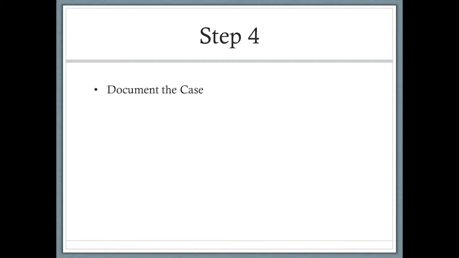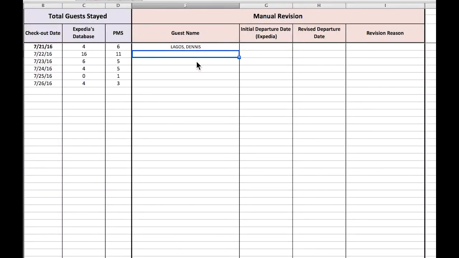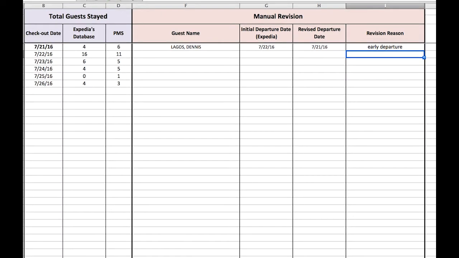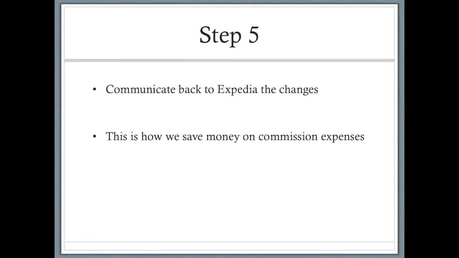Step 4 is where we document this case. We need to note the guest name, the initial departure date, the revised departure date, and the reason. Note that if this is a no-show case, this field here can be left blank. Step 5, the last part, is where we tell Excel that our 3 friends left early and they should not be charging us for that extra day.